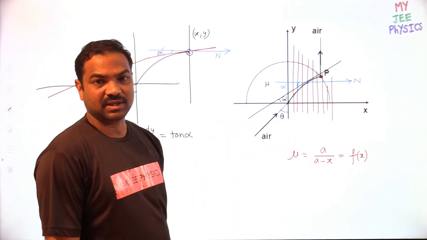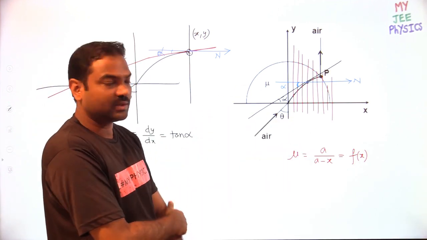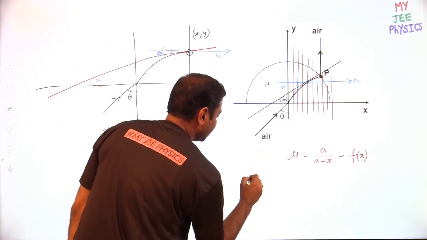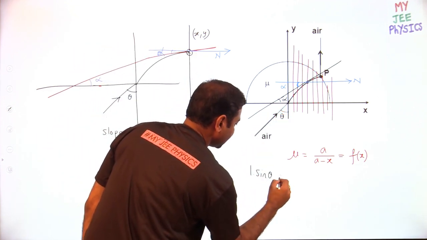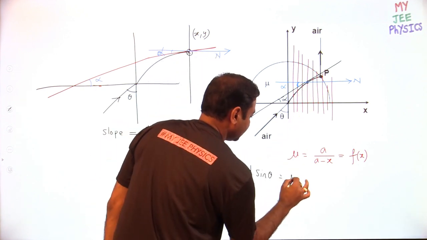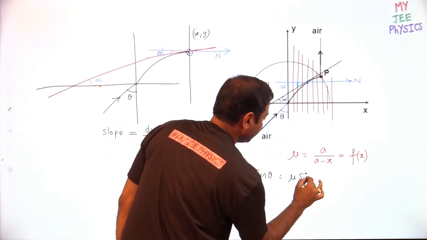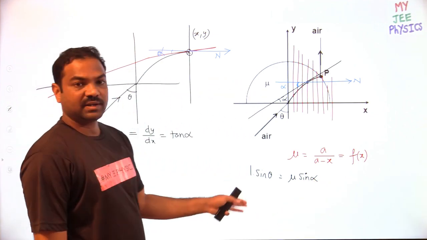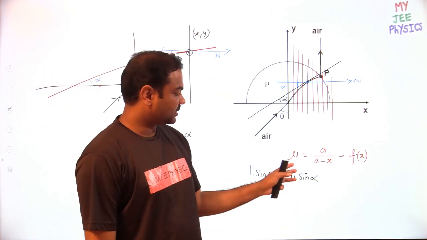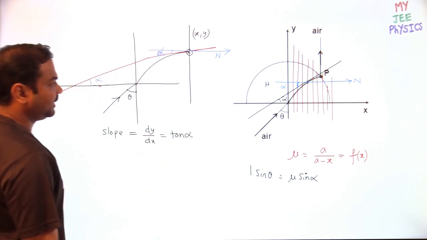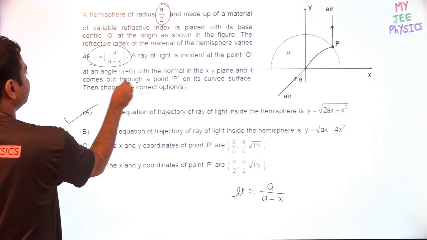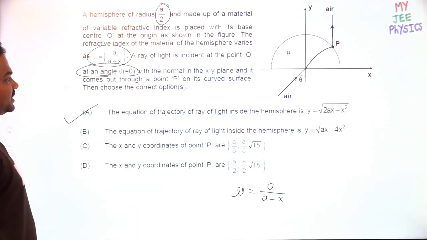Now we'll apply Snell's law, because the medium boundaries are parallel to each other. So if I apply Snell's law here, 1 into sin theta is equal to mu into sine of the angle of incidence, which is alpha. Mu1 sine angle is equal to mu2 into sine angle in that medium. And the theta value is given, I think theta value is given as 0.